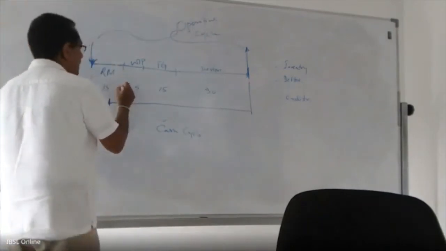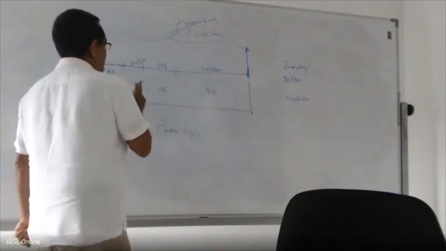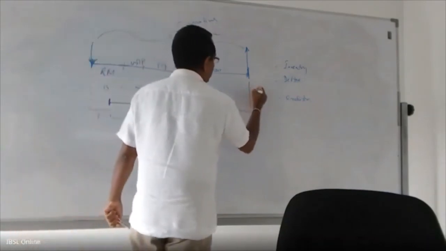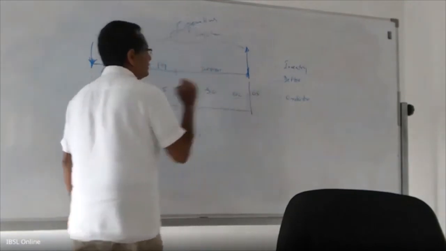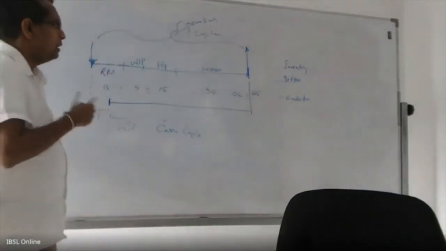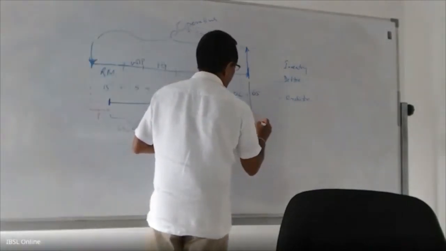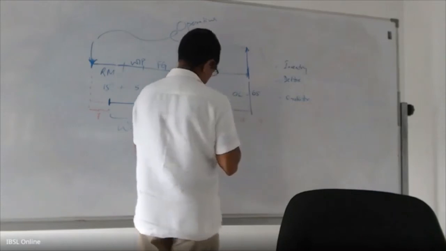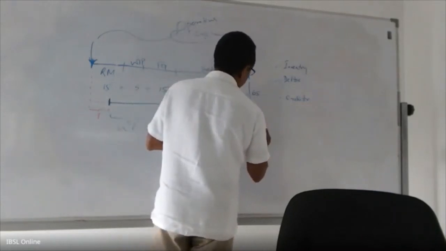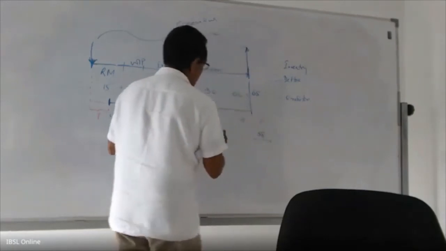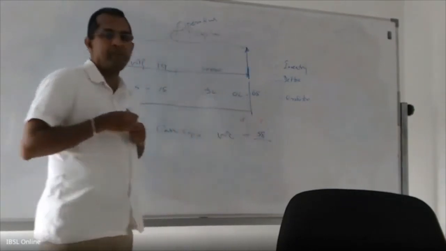Then 15 plus 5 plus 15 plus 30 is 65. Operating cycle equals 65. Right? Creditors period is 7 days. At time 58 days. So your working capital cycle or cash cycle equal to 58 days.